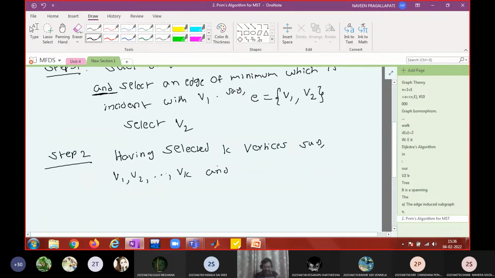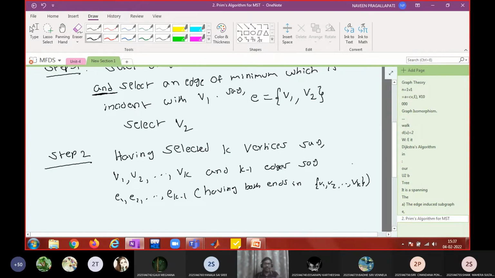So k minus 1 edges, say E1, E2 and so on Ek minus 1, having both ends, these edges having ends among these vertices in this set X, vertices set V1, V2 and so on Vk. That is the complete description.